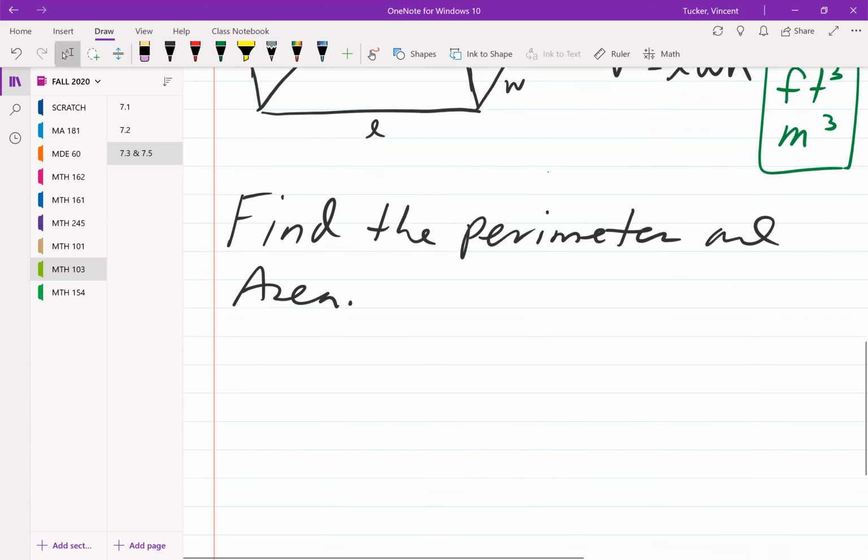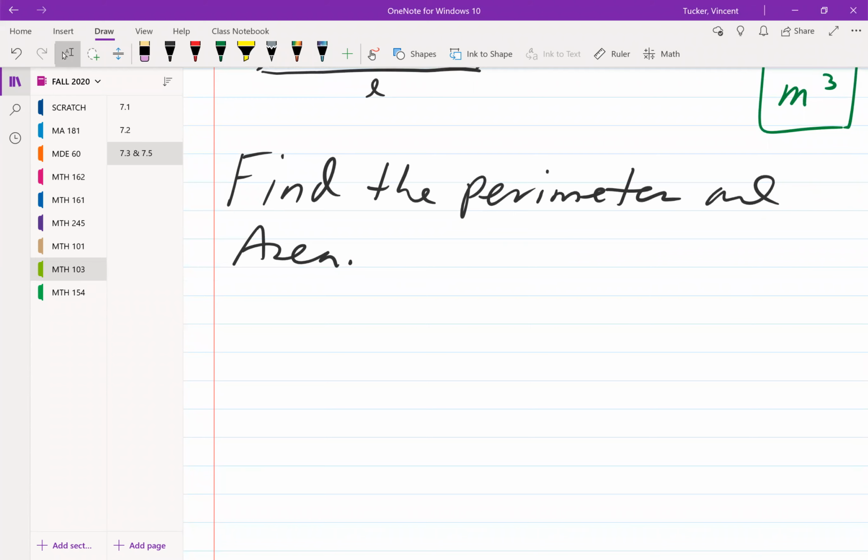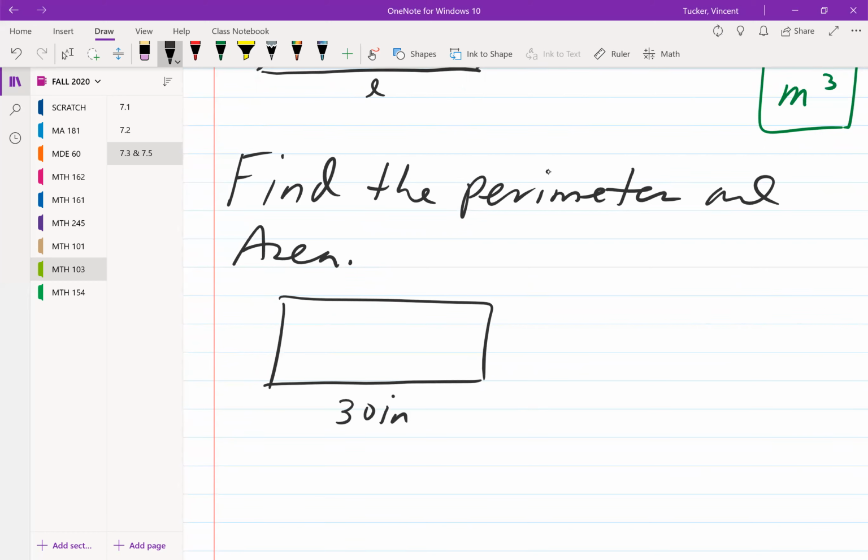So it tells us to find the perimeter and the area. Now let's look at a rectangle. It's not necessarily drawn to scale, just to give you an idea of the shape that we're dealing with. So we're looking at a rectangle. We've got 30 inches for the length, 20 inches for the width. The longer side is normally considered your length.